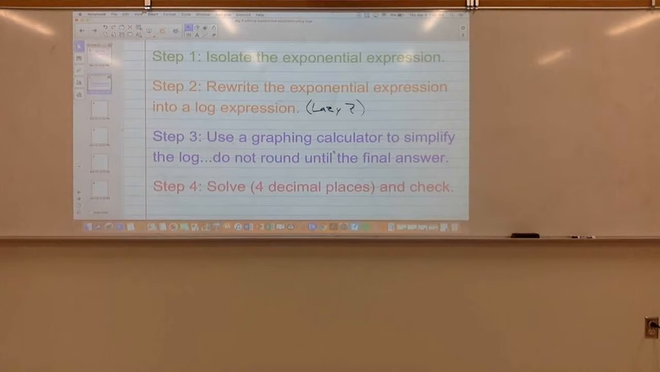Okay, then we're going to talk about how to use the calculator to evaluate logs. So if you don't already have a calculator, grab one. There are a bunch in the bin over there.